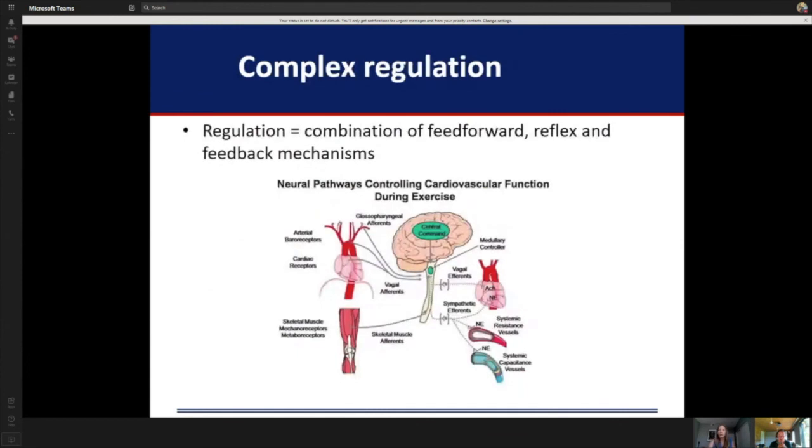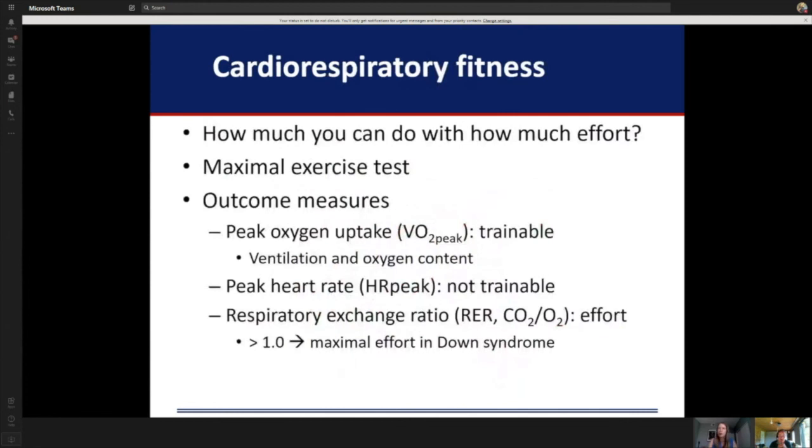And in the max test, the question is, how much can you do with how much effort? So a maximal exercise test is really pushing someone to their maximal exhaustion. And that is very possible in individuals with learning disabilities and Down syndrome. In my experience, I've done hundreds of those tests with this population. They really actually like it.